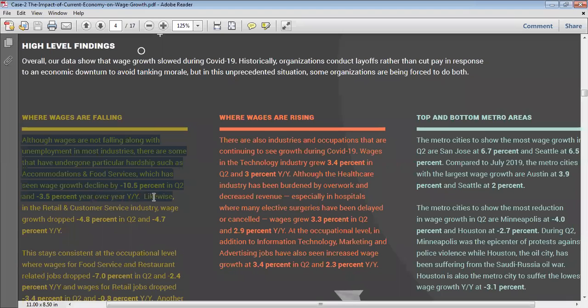That is the annual decline. Likewise, in the retail and customer service industry, wage growth dropped minus 4.8% in quarter 2 and minus 4.7% on a year on year basis. Year on year basis means annual over a period of 3 years. So it is the food and accommodation services industry, as well as the retail and consumer service industry, where wages have been falling.